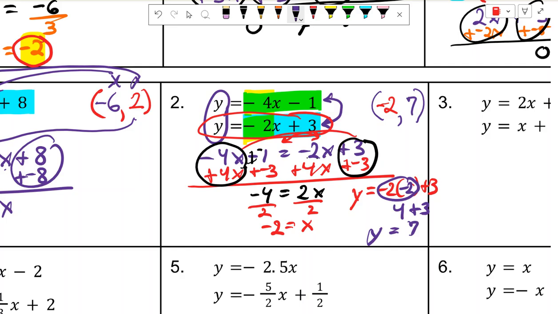But to make sure, all I have to do is put my -2 in right there and my 7 in right here. And it should work. I know it works on the bottom one, but on the top one, let's check. What is -4 times -2? It's +8, and +8 minus 1 is indeed 7. So I know that is the crossing point of the system.